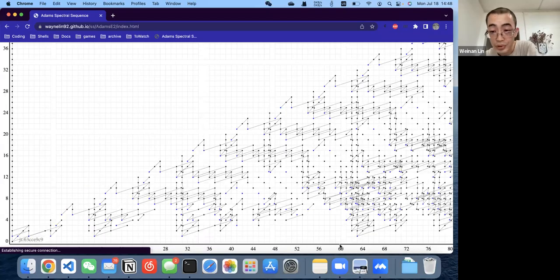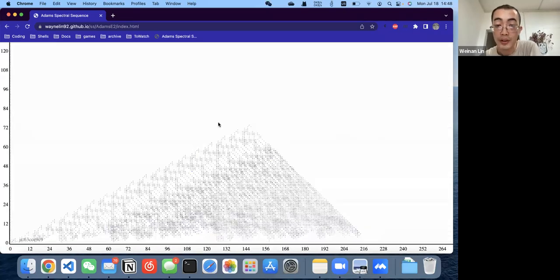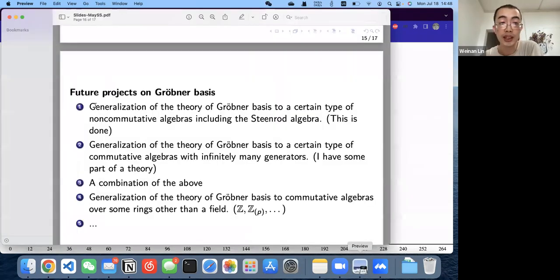I can compute up to 200 here on a personal computer in one half of the day. You don't need a very powerful machine. The algorithm runs very fast, and you can compute up to 200 in approximately 10 hours or less. That's a good thing, that we can generalize the Gröbner basis to non-commutative algebras.